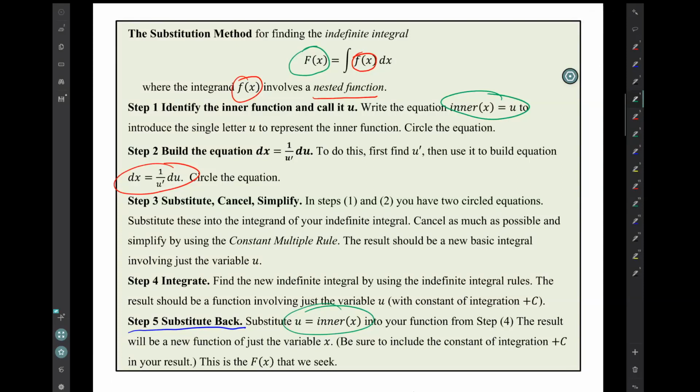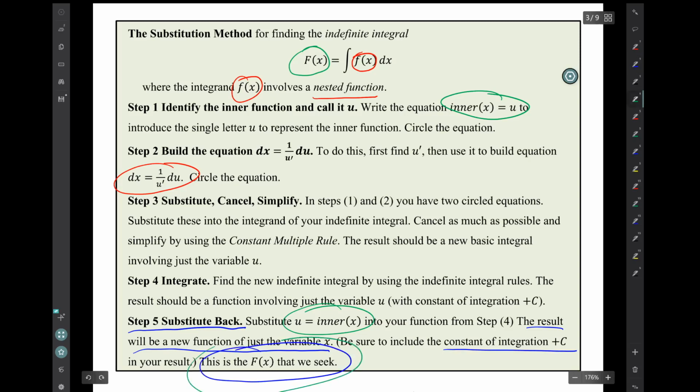So we substituted back. The result will be a new function of just the variable x. And we have to remember to include the constant of integration. This is the capital F of x that we seek. Remember, the goal was to find this indefinite integral. We can call that capital F of x.